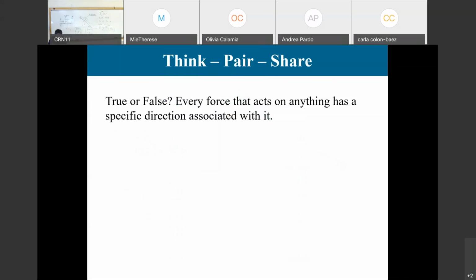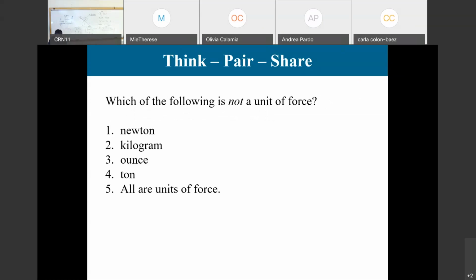What would you guys say about these questions? True or false? Every force that acts on anything has a specific direction associated with it. If force is a vector, what do you think about this? True or false? Anybody? I think it's true. It's a vector, of course.